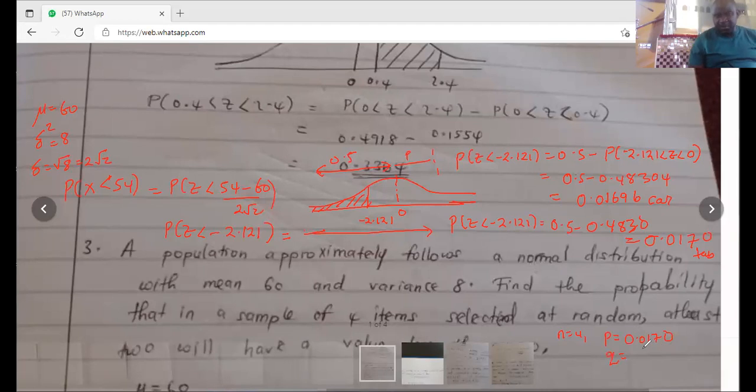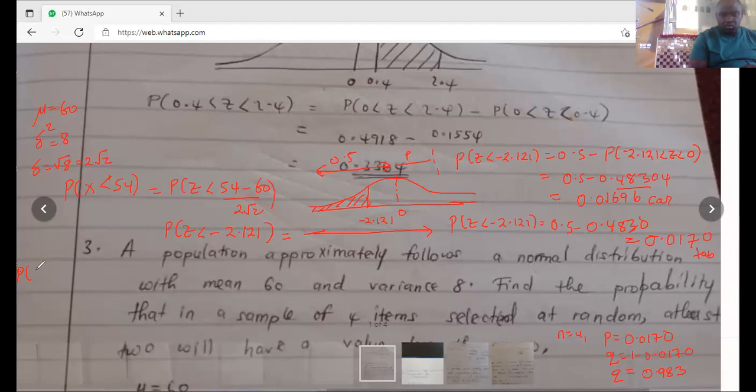Can you get the failure? If you remember binomial distribution, what is the failure? 1 minus p. What is the failure? Actually, just subtract this one from 1, which is 0.983.